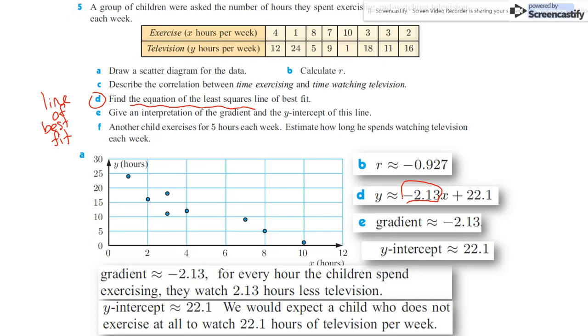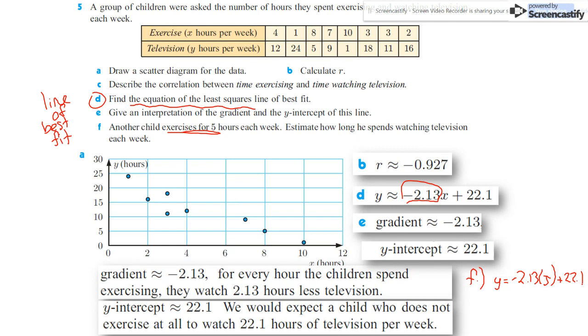Okay. The last thing, part F: another child exercises for 5 hours each week. Estimate how long he spends watching television each week. So we could use the graph, but we also have the equation. So for part F, you just need to carefully plug in. If they exercise for 5 hours, that is the X value. So that would be taking and plugging in and evaluating that. Whatever you get from that, I don't have that answer in my PowerPoint apparently. So just plug it in, carefully evaluate, and you would get your final estimation.